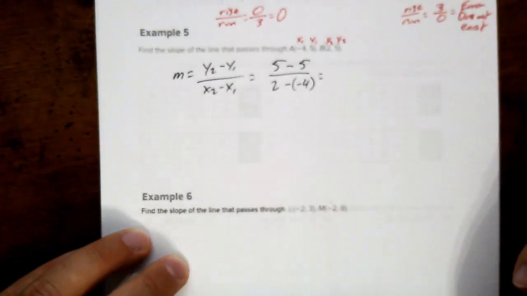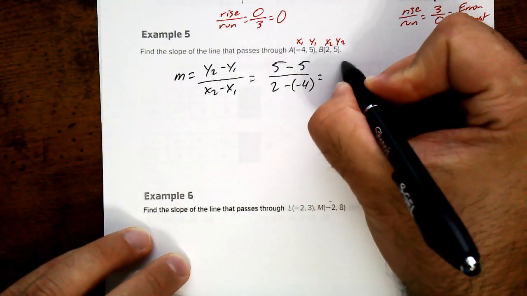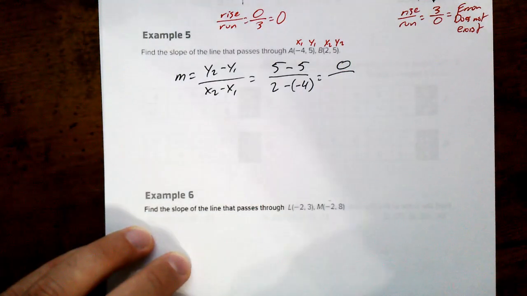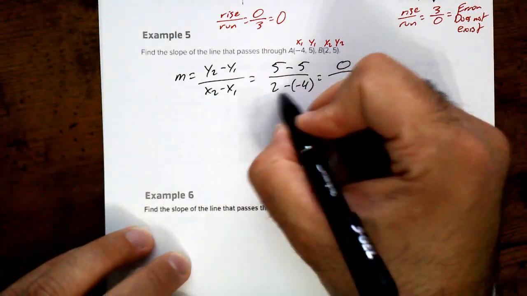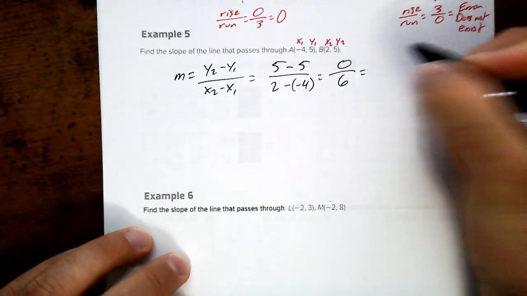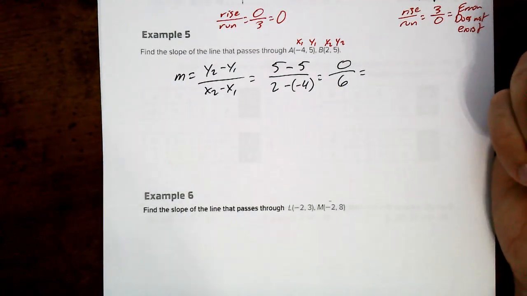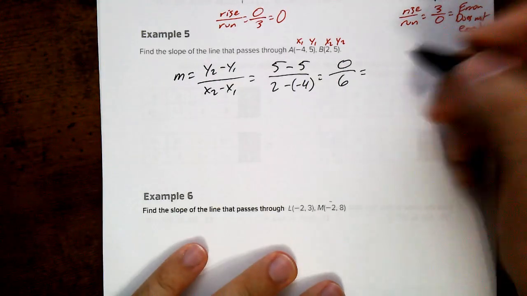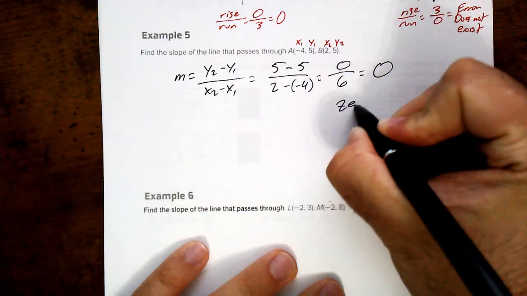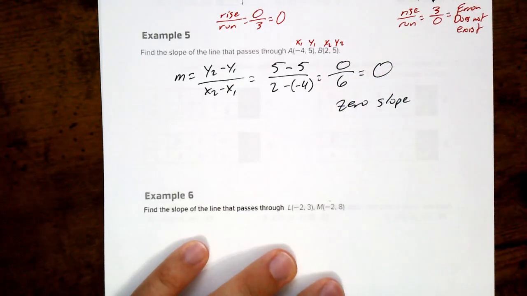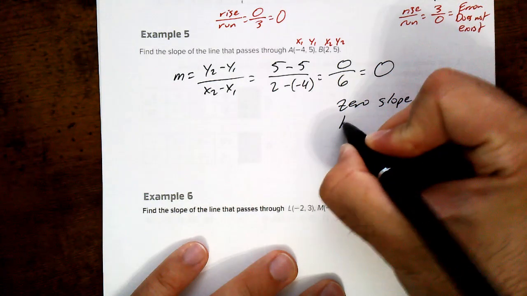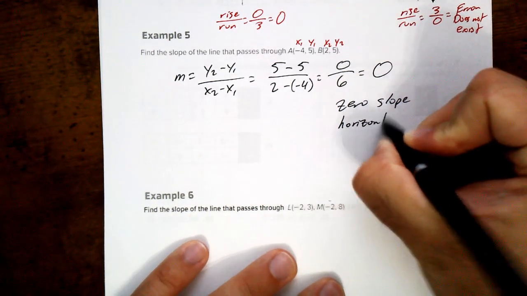What's 5 minus 5? 0. Subtracting a negative is the same as adding. So 2 plus 4 is 6. What is 0 divided by 6? 0. So this is a zero slope graph, which means it's horizontal.